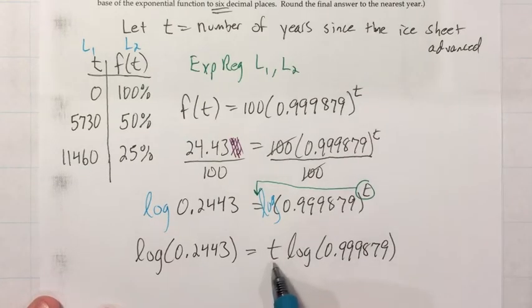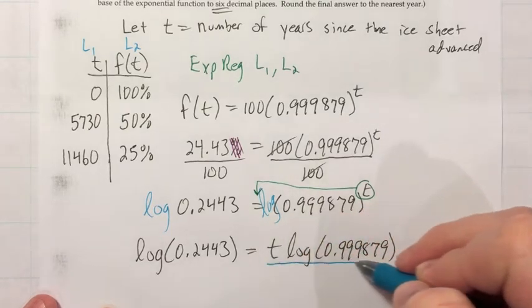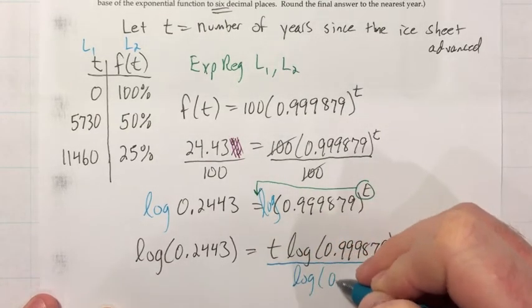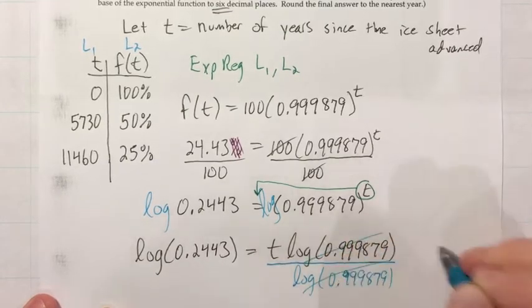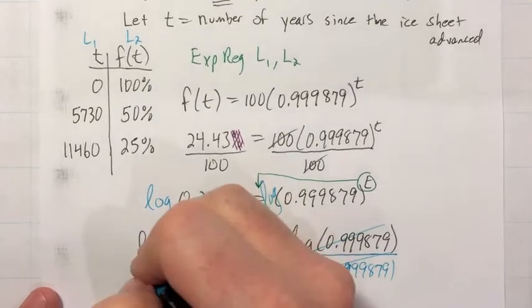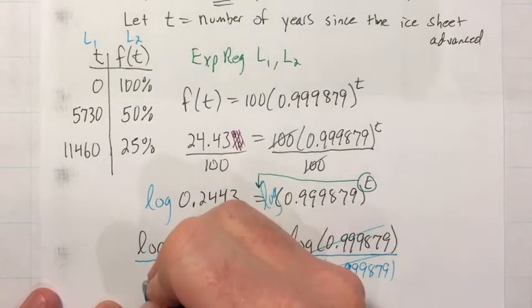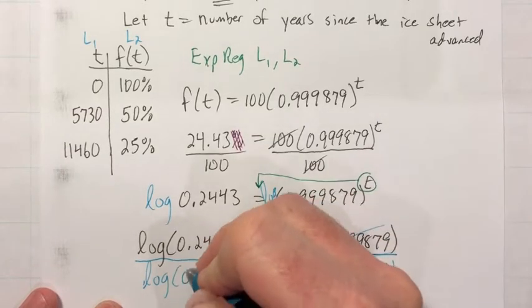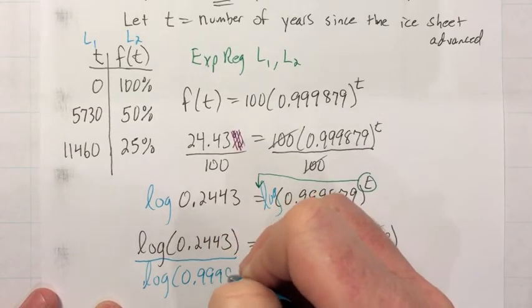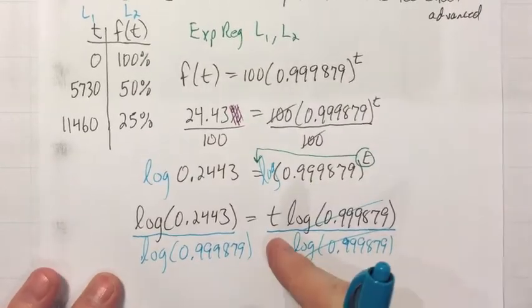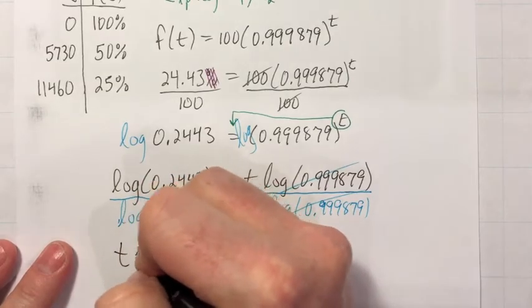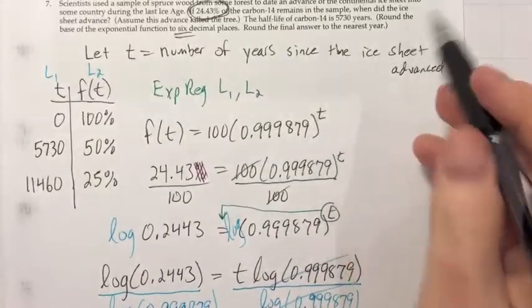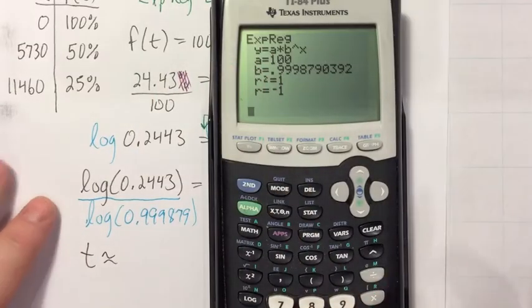And then we want to solve for that t. So to get t by itself, we have to get rid of what's with it, which is this log, which is connected by multiplication. So if I divide right here by log of 0.999879, those will cancel, and t will be by itself. Got to keep the balance so that things remain equal. So divide the other side by the same amount. And then t will be by itself. It's just messy, so go to the calculator and approximate that. So they want us to round that to the nearest year. So to the calculator we go.